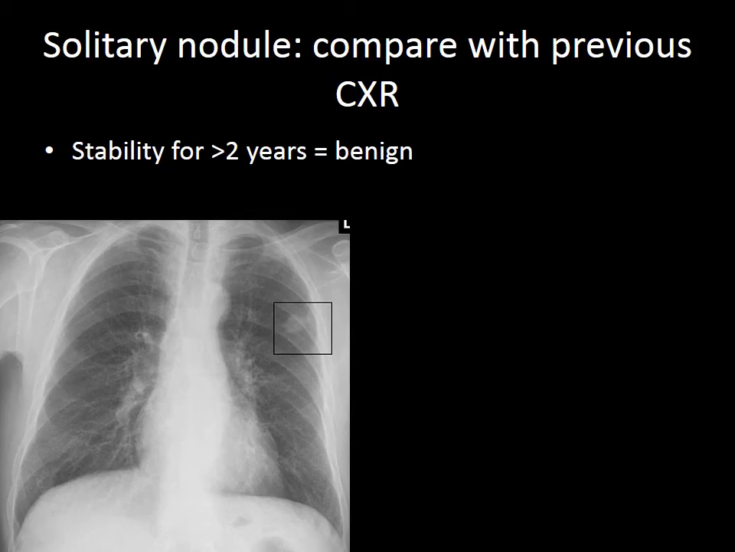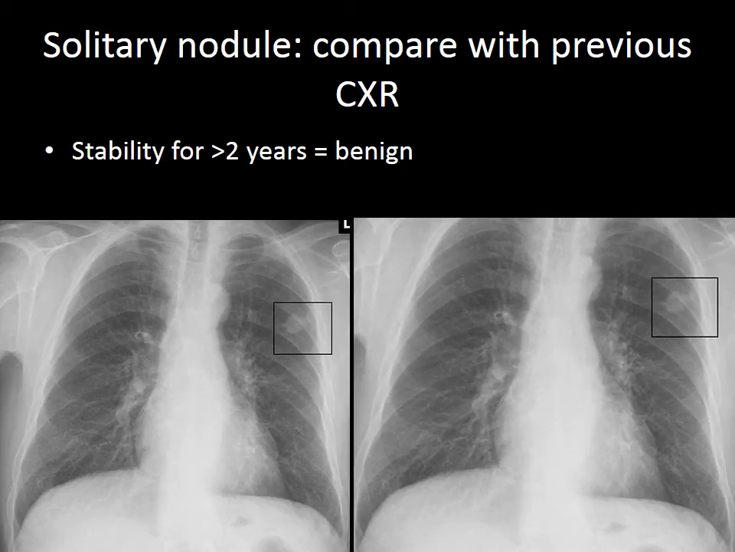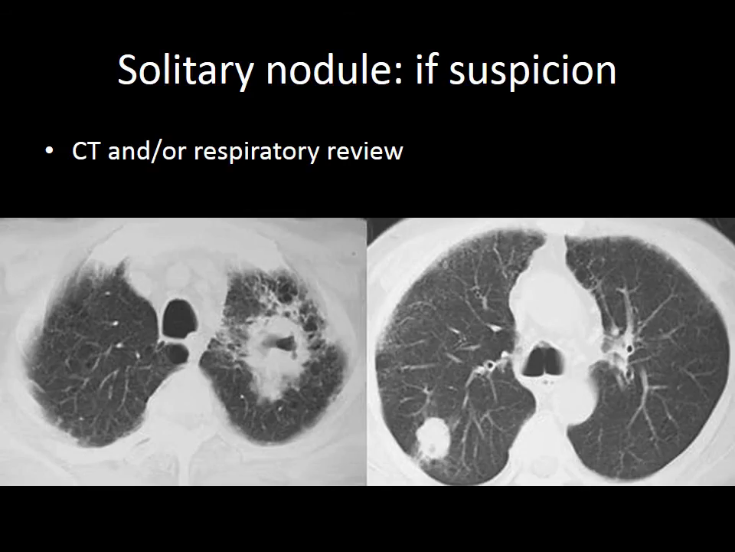Whenever a solitary pulmonary nodule is seen, it is important to compare with previous chest X-rays. If a lesion is stable for more than 2 years, it can be deemed to be benign and requires no further follow-up or investigation. If there are clinical concerns for malignancy and no previous imaging is available for comparison, or the nodule is new, further evaluation with CT and/or a respiratory review is recommended.